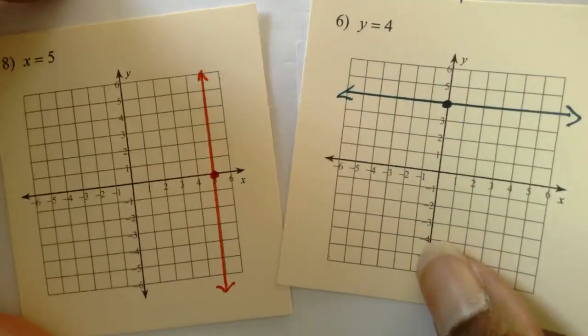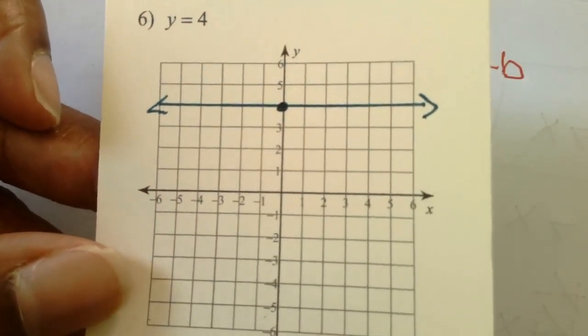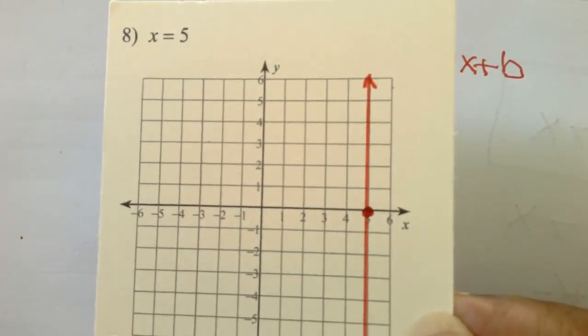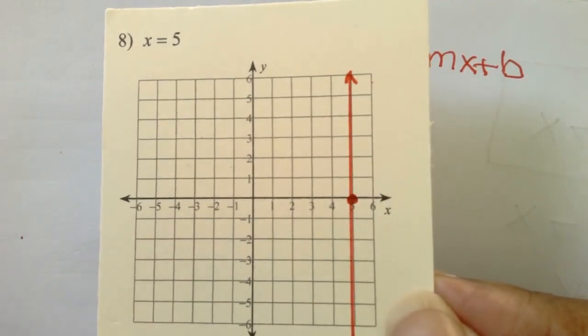So that's the one thing. If you look and you don't see an x, that means it's going to be a horizontal, zero slope. If you only see an x, that means it's going to be a vertical, undefined slope. Just knowing those little tidbits can help you out.